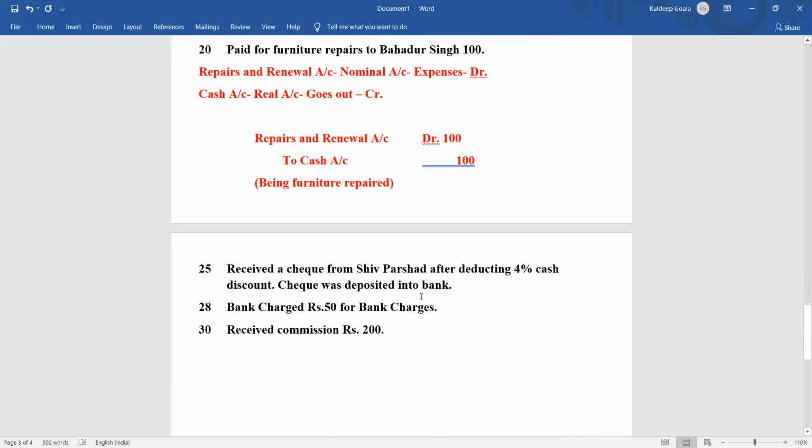Fine, so up to here you will copy from here, and rest of the things you are going to solve it because it is very much same, like 25 I'll not say, but 28 I'll just say it is bank charges, bank charge rupees 50 for bank charges, है ना?